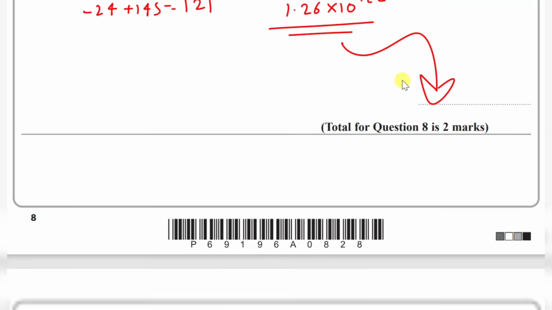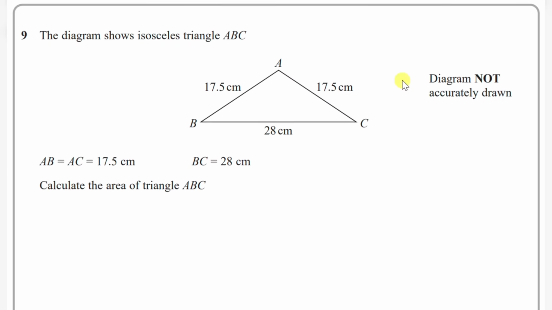Cool. Now we move on to number 9. Okay, let's see. A diagram shows an isosceles triangle ABC. So here are our lengths. Work out the area of triangle ABC. Looking at this in a different way, because it's an isosceles triangle, this immediately means that these two lengths are equal. So we can split this nicely in the center, and there's a right angle triangle. So what we can do is work out this height.